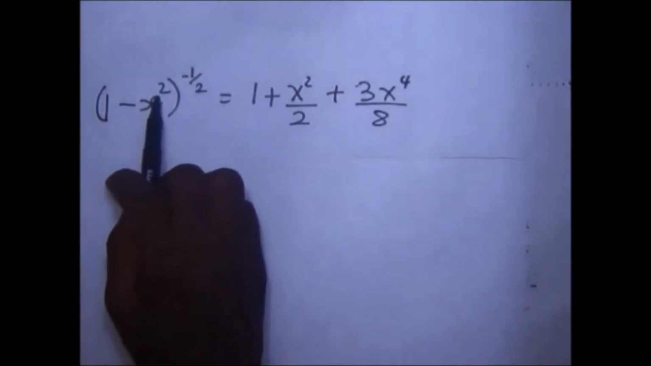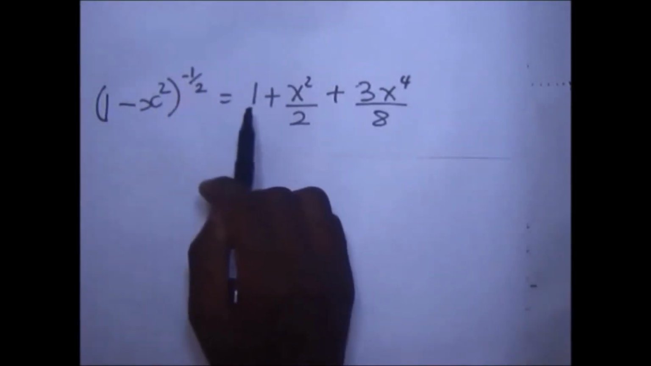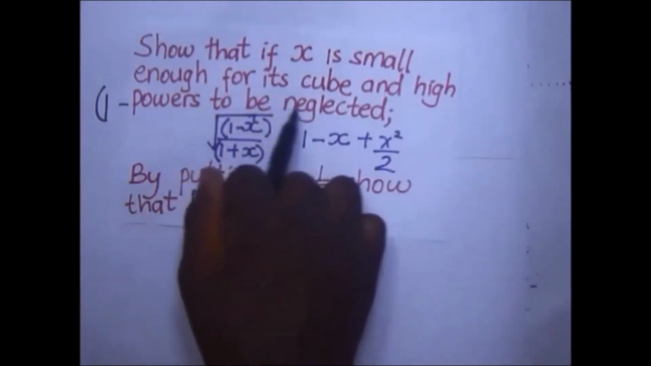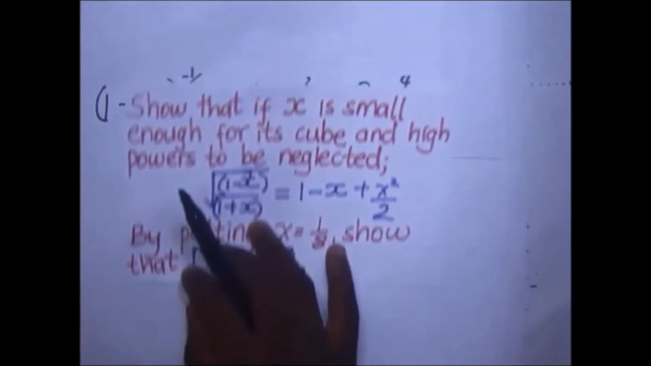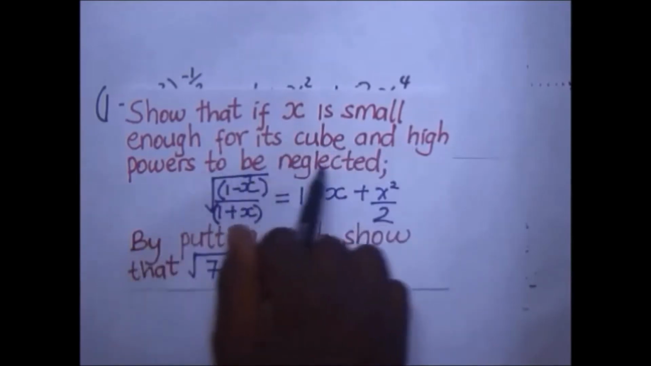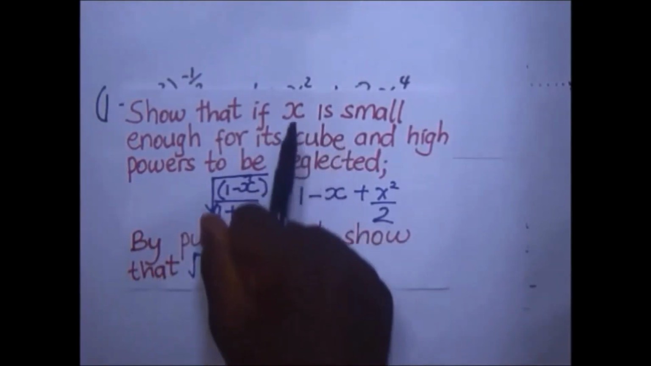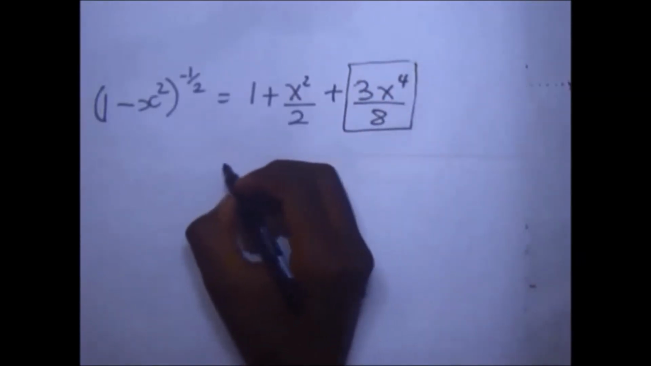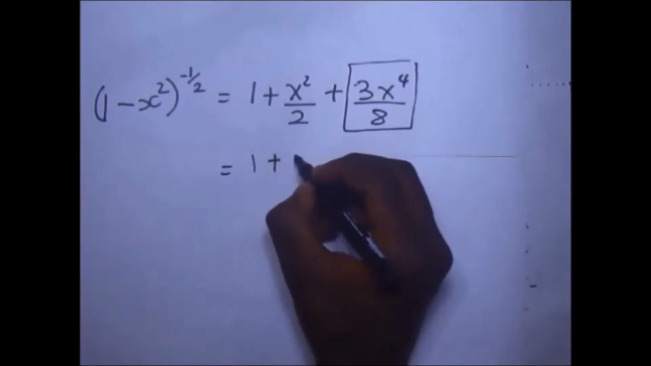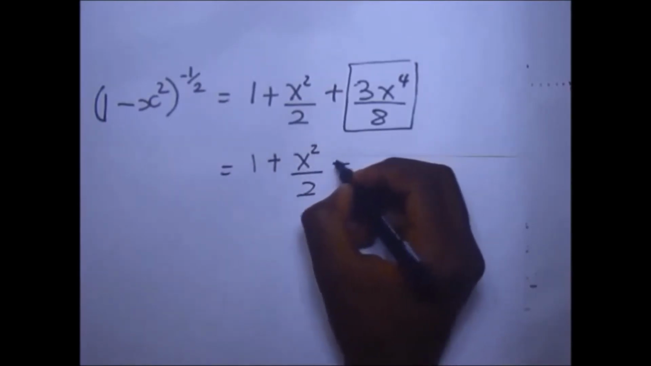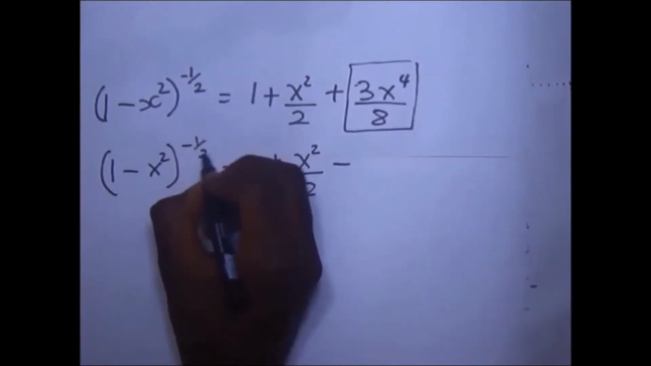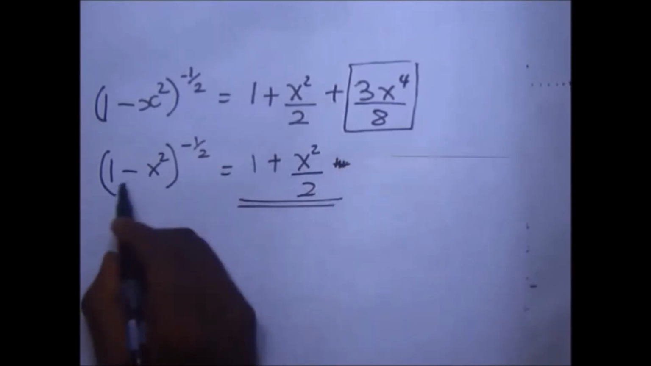So the expansion for 1 minus x squared to the power, this being the power value of n, is giving us this. But from our question, they are telling us that its cube and higher powers are going to be neglected because x is small enough. We're supposed to show that if x is small enough for its cube and higher powers to be neglected, then this is equal to it. Since x is small enough and its cube and higher powers are going to be neglected, we shall neglect the x to the power 4 term. So if we neglect that term, this is going to become 1 plus x squared over 2, that is 1 minus x squared to the power negative a half. So that is the expansion for this.